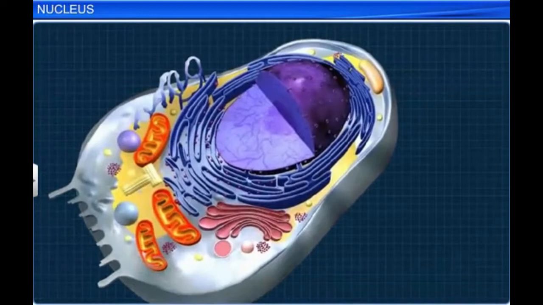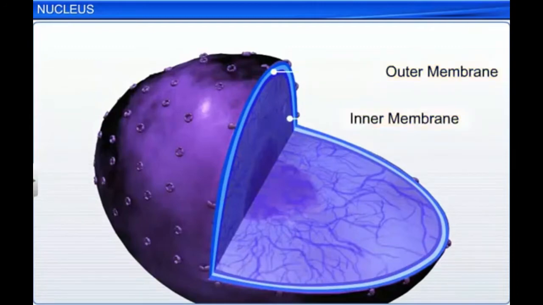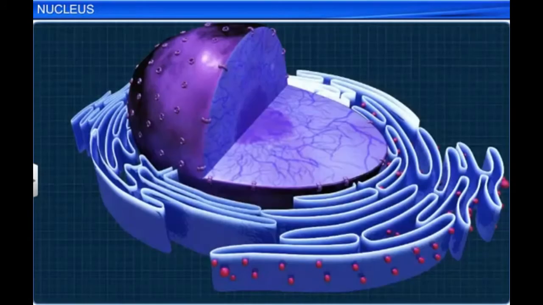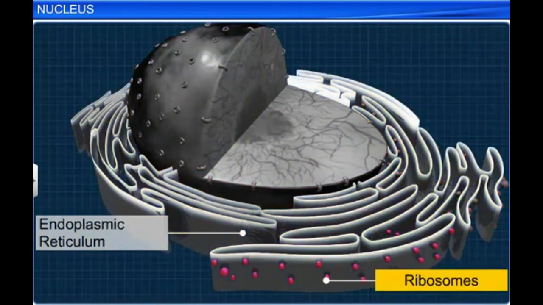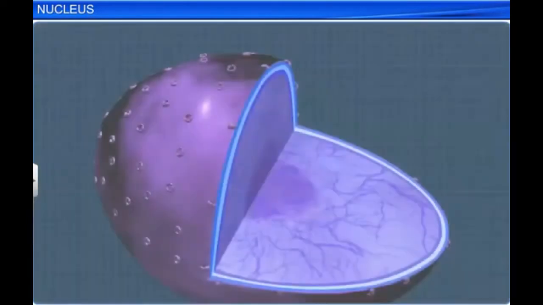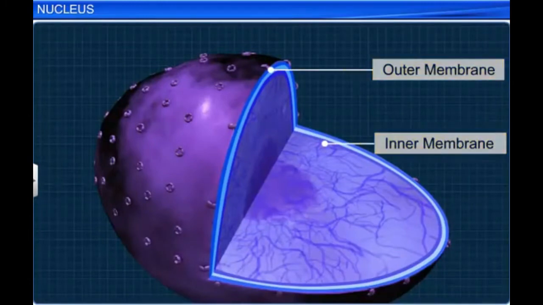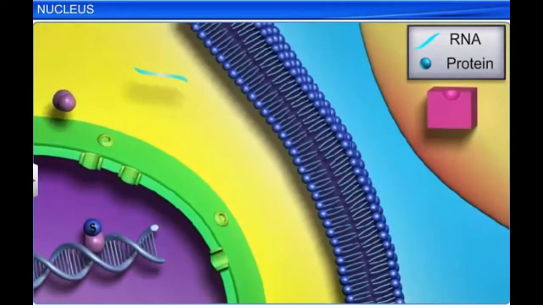The nuclear envelope consists of the outer membrane and inner membrane, which run parallel to each other and are separated by the perinuclear space. The outer membrane of the nuclear envelope is connected with the endoplasmic reticulum and also bears ribosomes on it. At a number of places, the two membranes fuse and give rise to minute pores called nuclear pores. These pores allow two-way movement of RNA and protein molecules between the nucleus and the cytoplasm.